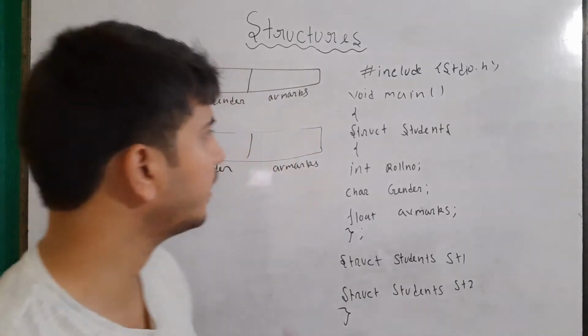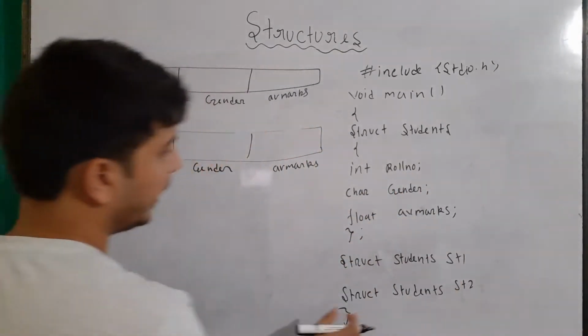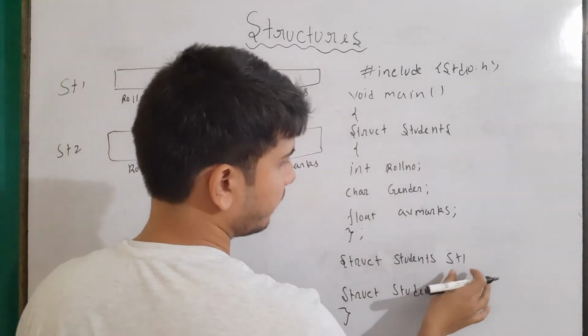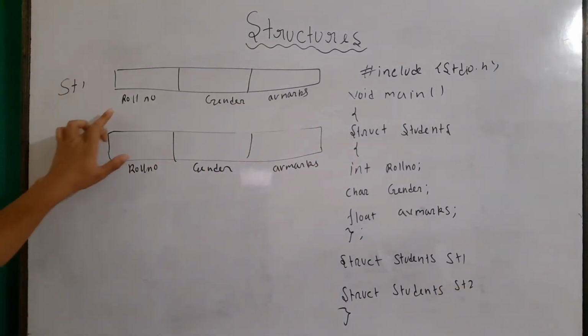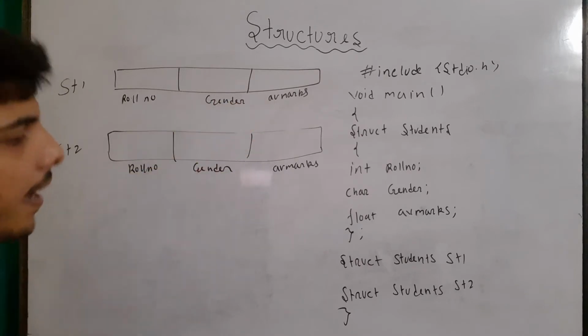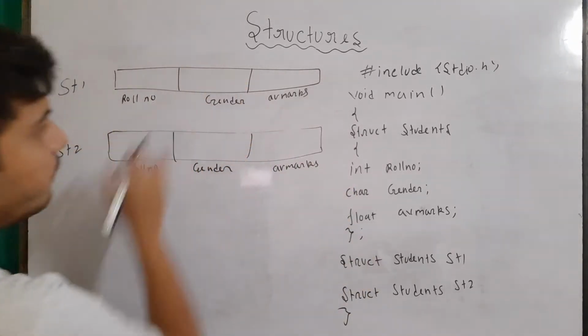Here I have declared a structure having the elements as roll number, gender and average marks, and then I have made the two structure variables with the name st1 and st2. Basically st1 and st2 with the content, roll number, gender and average marks. Now let's say I want to initialize these elements with some values.